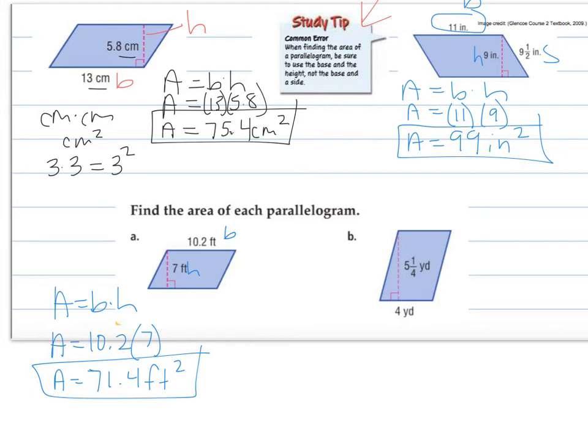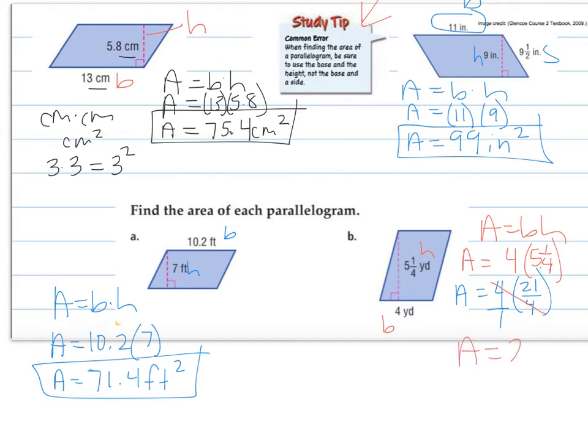Next one, try again. Area equals base times height, where my base is 4 and my height is 5 1/4. Say I don't have a calculator. I'm going to try this without, just so we practice our skills. To multiply, I need this to be an improper fraction. So that's the same as 21 over 4. And I can write 4 over 1. Can cross cancel. 4 goes into 4 once. So my area is 21 yards squared.